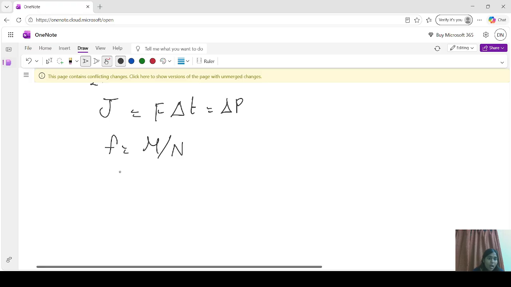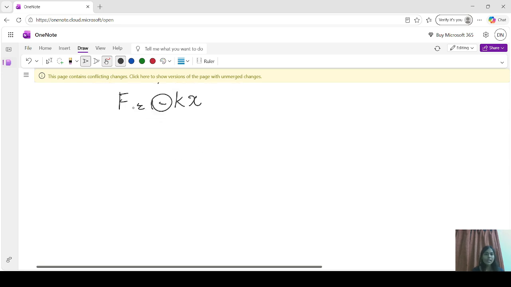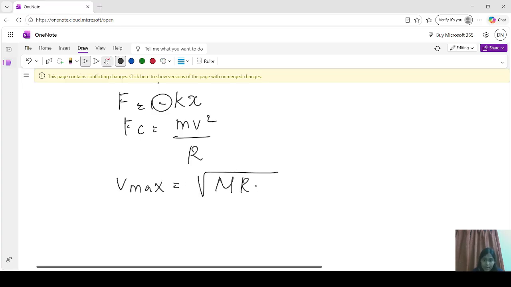And what is Hooke's law? F is equal to minus kx. What does this negative sign represent? The restoring force. And now what is the centripetal force? Fc is equal to mv square by r. And the maximum safe speed formula, v max is equal to square root of mu r g. And the banking of roads formula, v is equal to square root of r g tan theta.